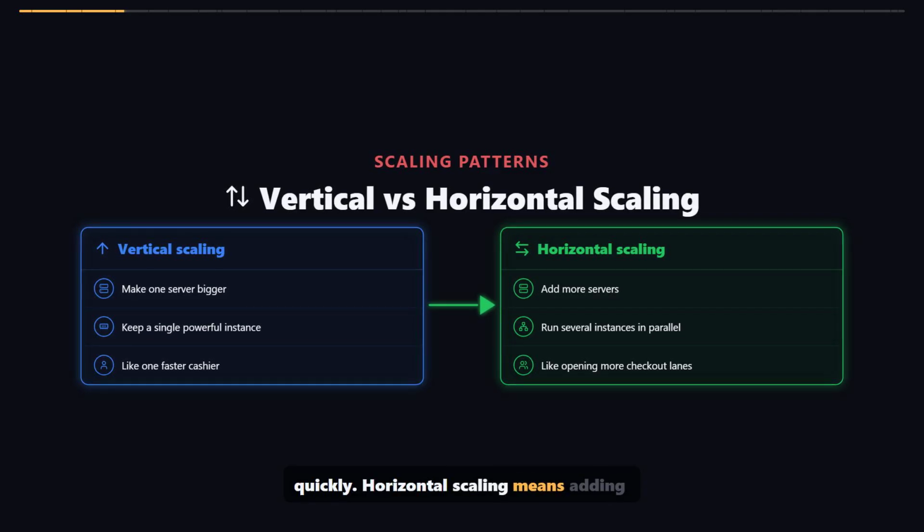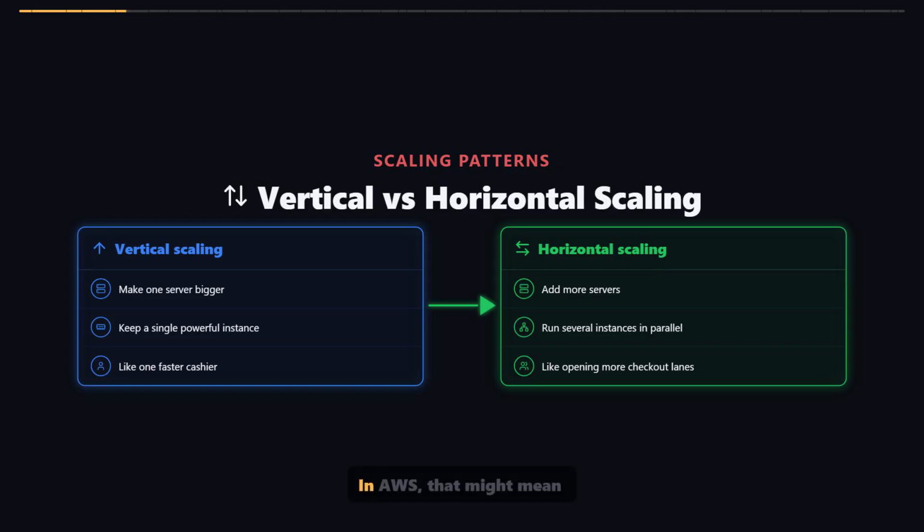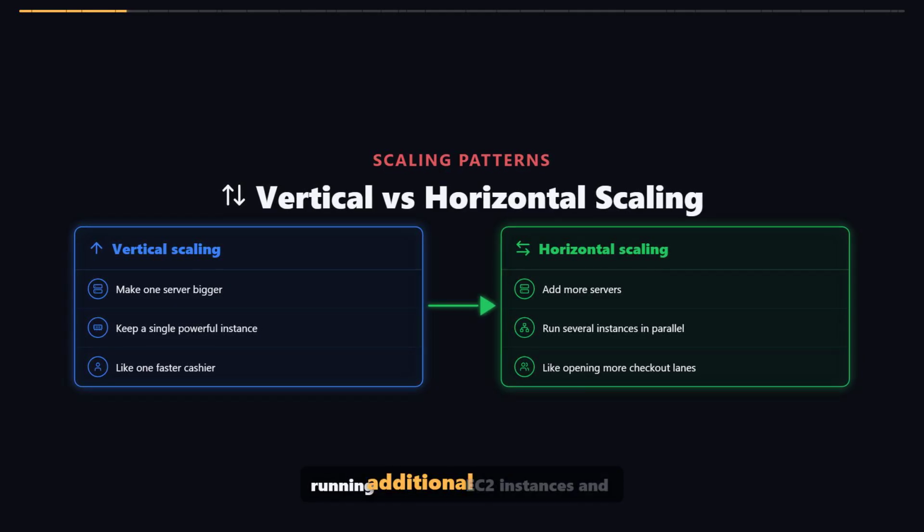Horizontal scaling means adding more systems. Instead of one checkout lane, you open 4. In AWS, that might mean running additional EC2 instances and distributing traffic across them.